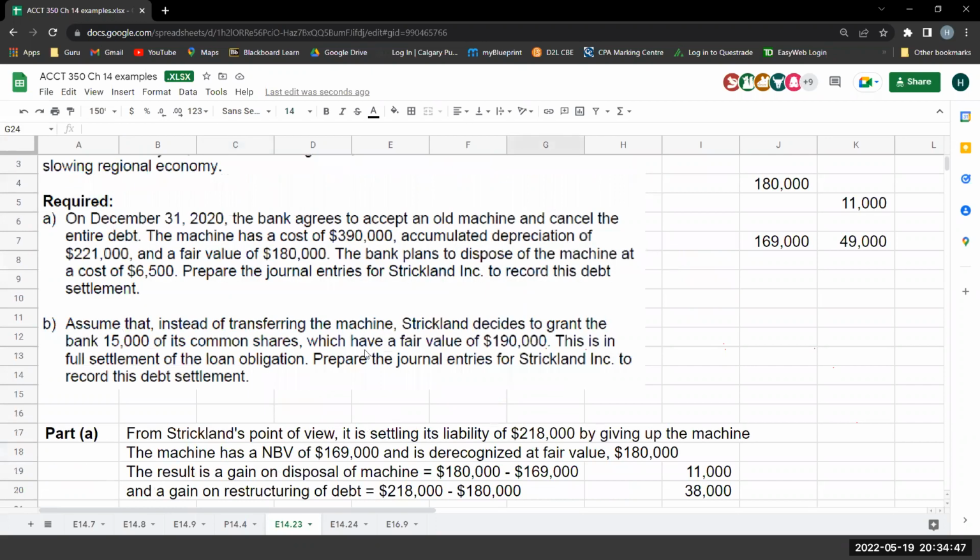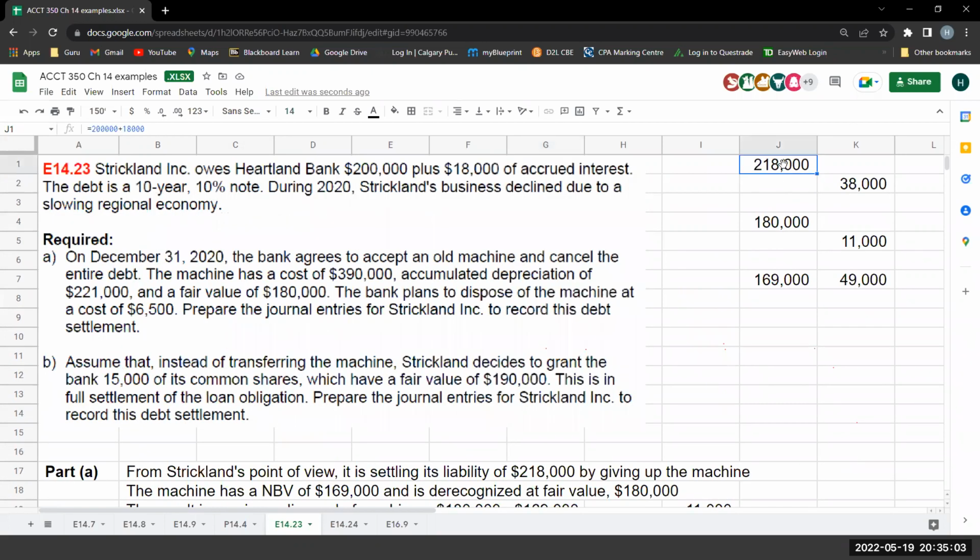Assume instead that Strickland decides to grant the bank 15,000 of its common shares, which have a fair value of $190,000. This is in full settlement of the loan obligation. Again, Strickland owes the bank $218,000. By issuing common shares, which have a fair value of $190,000, Strickland is able to wipe that slate clean of any debt, right? The 200,000 debt plus the 18,000 of accrued interest, it's all going to be wiped out. Strickland is still coming out ahead, right?